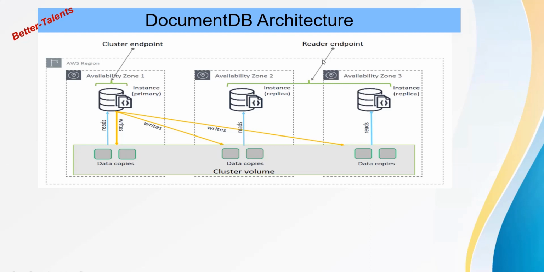We will have a reader endpoint also, where these replicas can be used for analytics or operational workload, or if you want to scale your read throughput, you can use these replica instances. Your data will be written across the cluster volume, so it's replicated across three availability zones, and all the writes to these cluster volumes are synchronous.